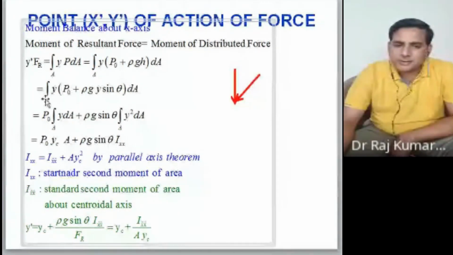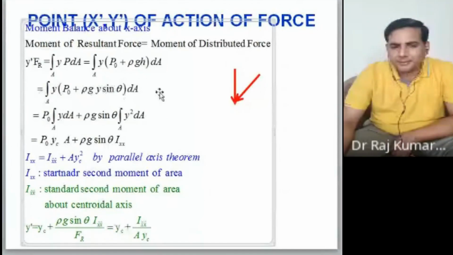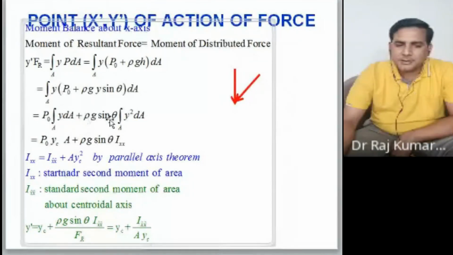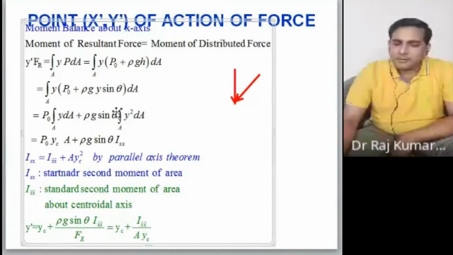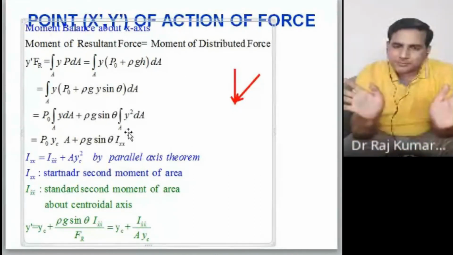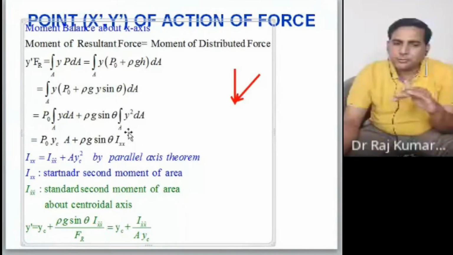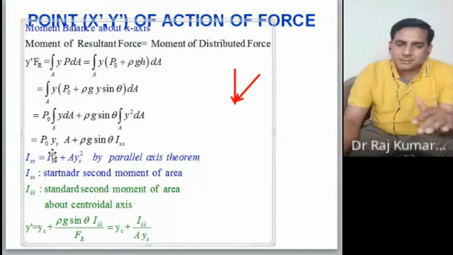So you can do the integration of that. So you get P naught, y into dA, that is rho g sine theta y square dA. So if you know the value of y, integrate it here, and it is all finished. There is also some other alternative way to calculate here.